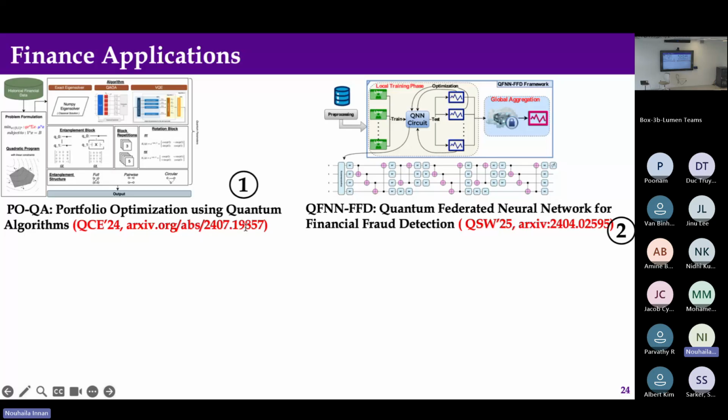Quantum federated learning means that you have multiple users and they can use the same model without sharing their data. They can share only the parameters. For example, I built a quantum machine learning model. Then there are different banks that want to use this model. I am telling them you can use the model without sharing your data.